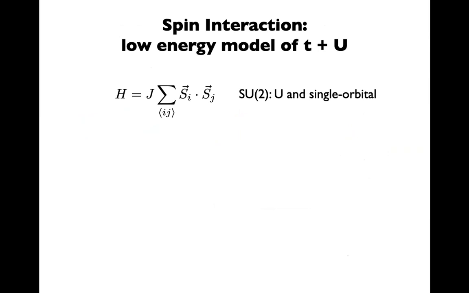And my tight binding, hopping between two sites with one orbital with one spin, it's SU(2) conserved. So the only interaction that I'm going to expect is Heisenberg interaction. So you can just write down the interaction based on the hopping parameters and the interaction U.